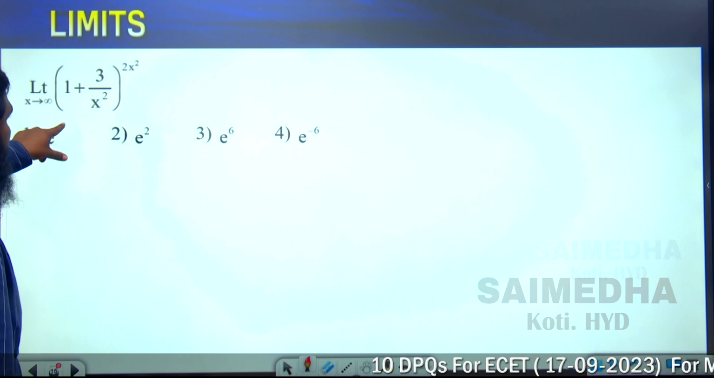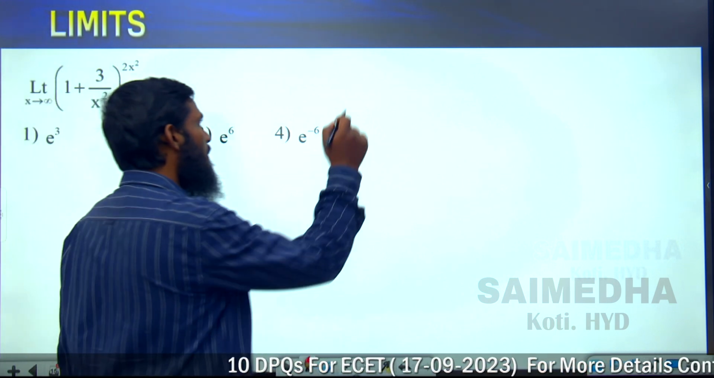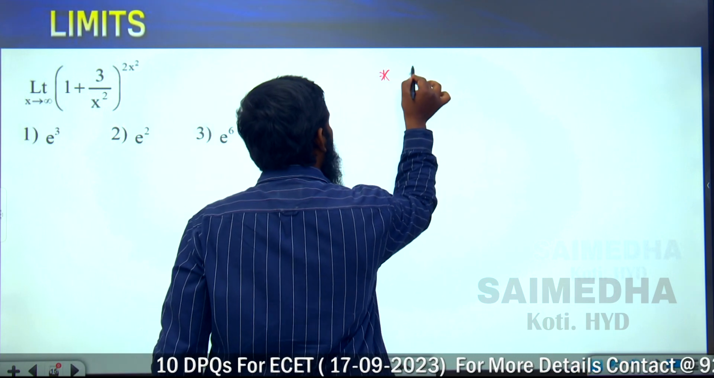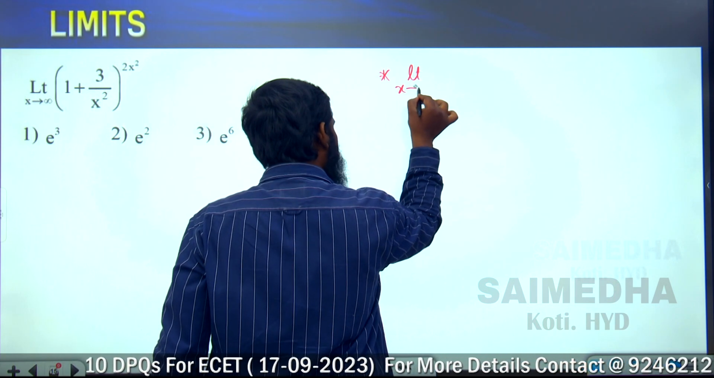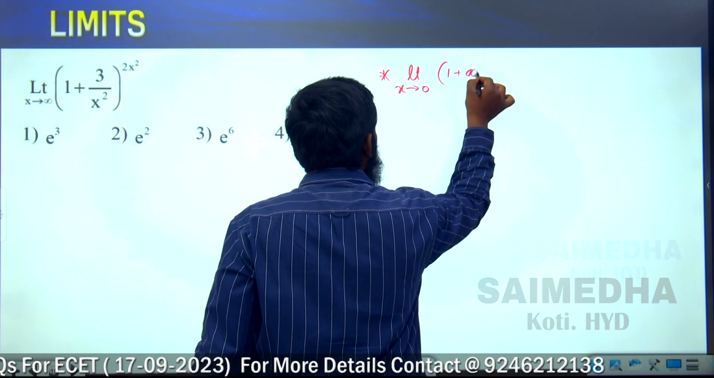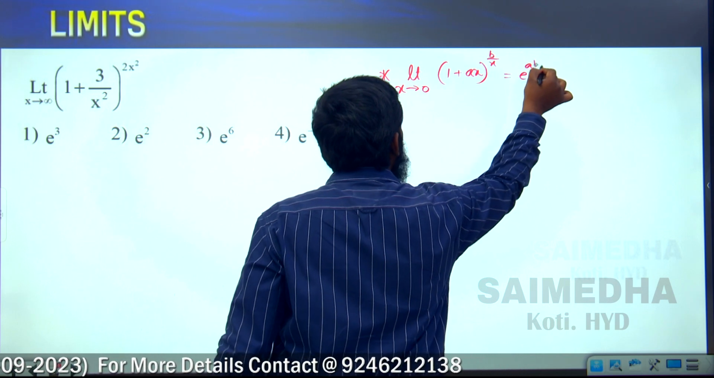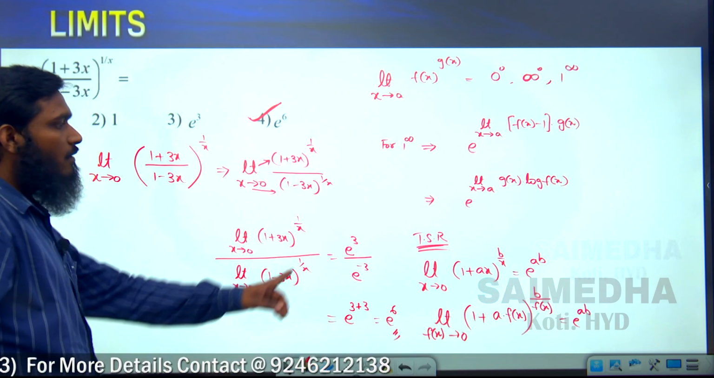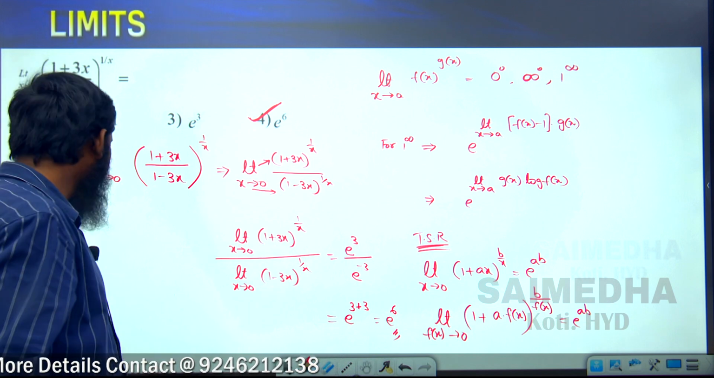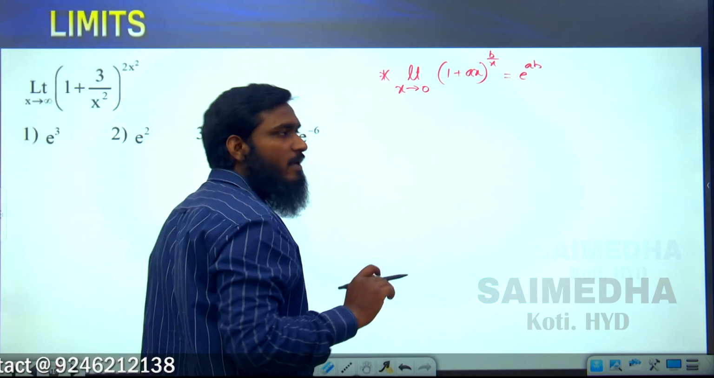Limit x tends to infinity, (1 plus 3 by x square) whole power 2x square. Now just now we have written one formula: limit x tends to 0, (1 plus ax) whole power b by x is equal to e power ab. What is the formula we have written? (1 plus ax) whole power b by x is equal to e power ab.